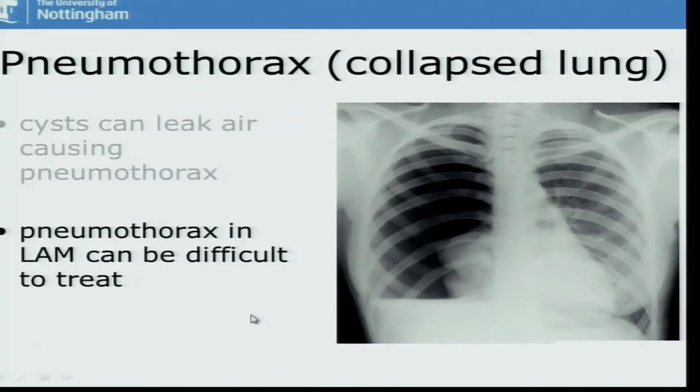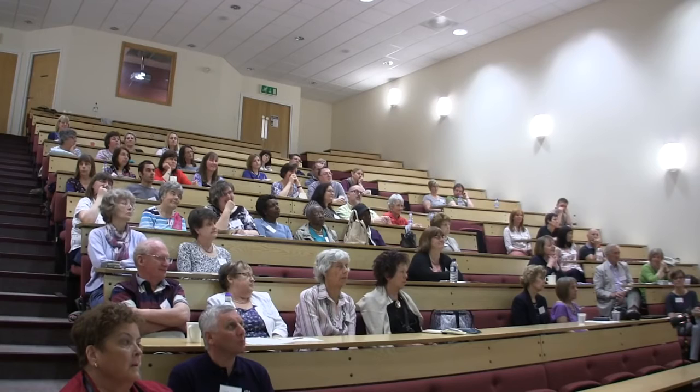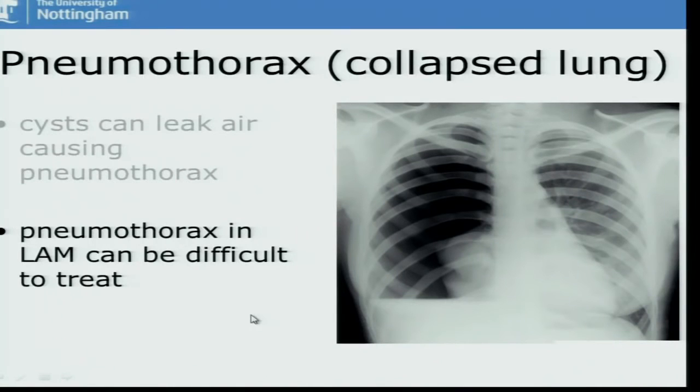And pneumothorax in LAM can be pretty difficult to treat. I see a few smiles and nods around the place. Often you need recurrent treatments or sometimes surgery to fix these problems.